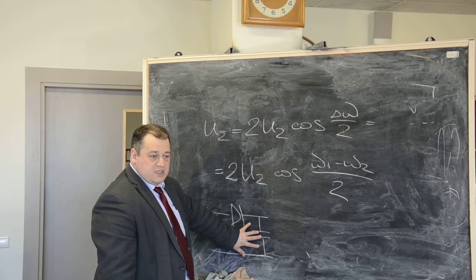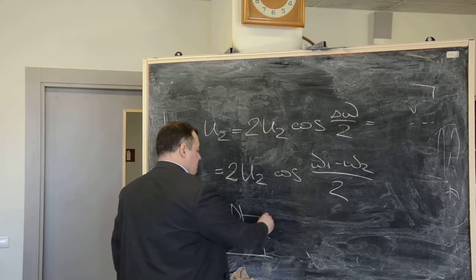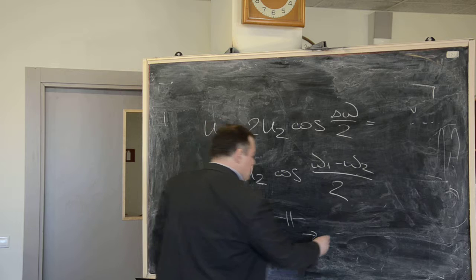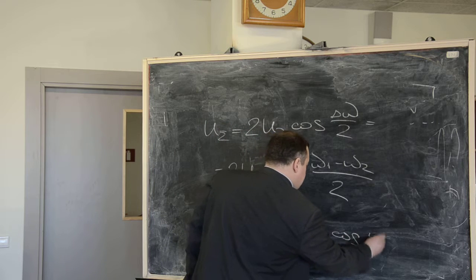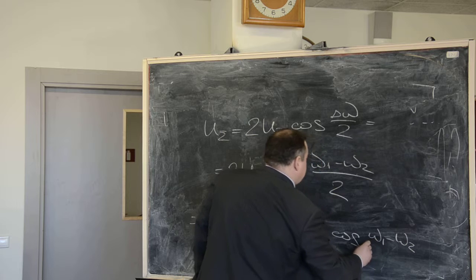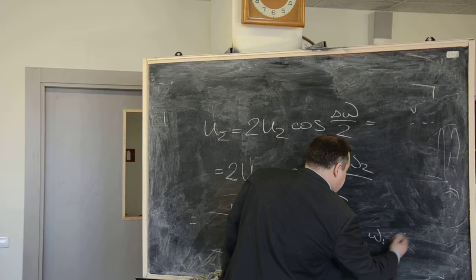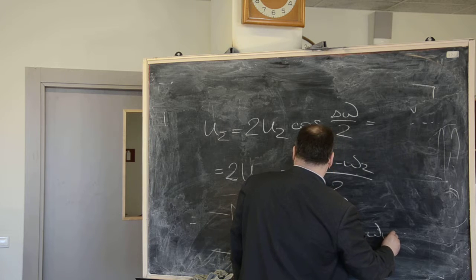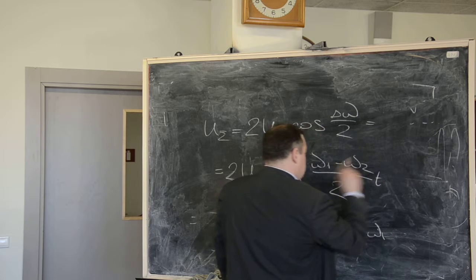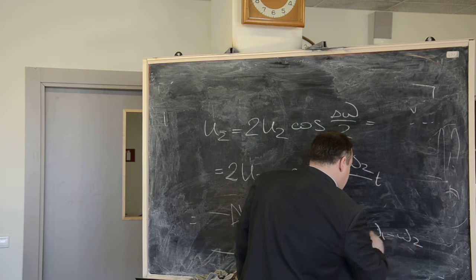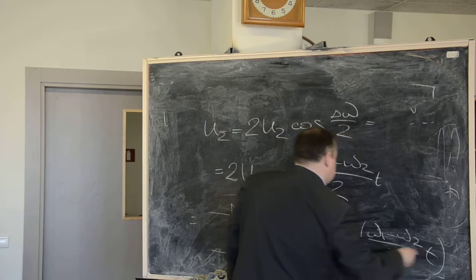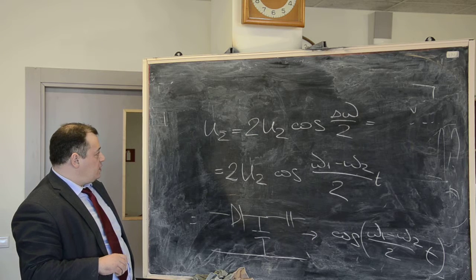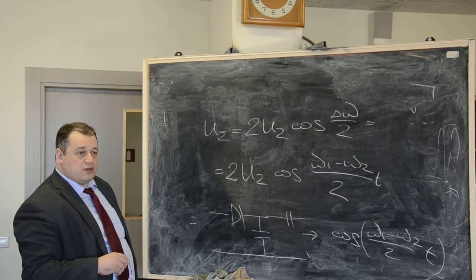This all will be taken by this capacitor, and if we add another one here, we will have nothing else than cosine of delta omega in half multiplied by time. Yes, time should be there. It's what we will get, and it's what we saw.